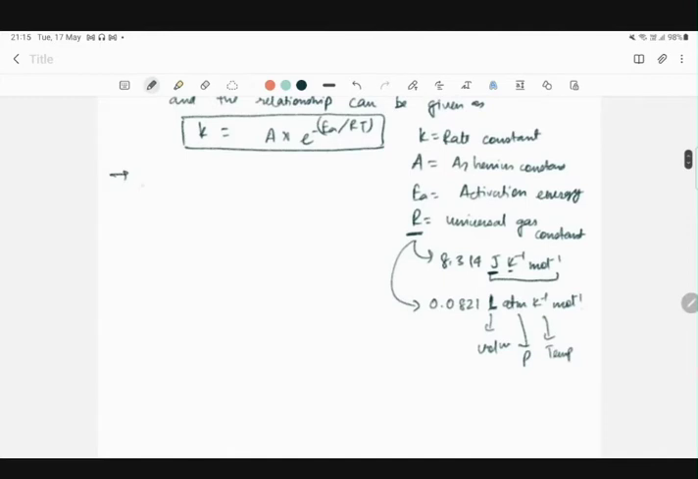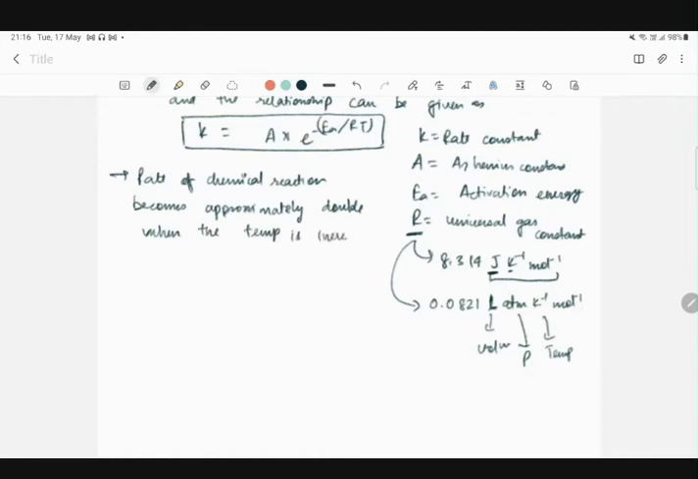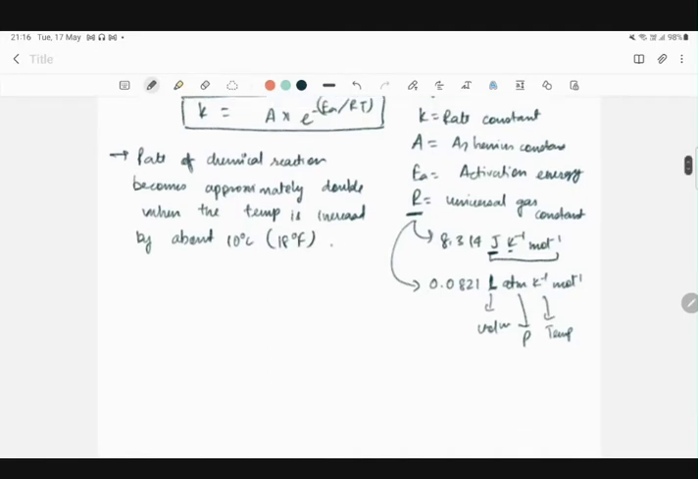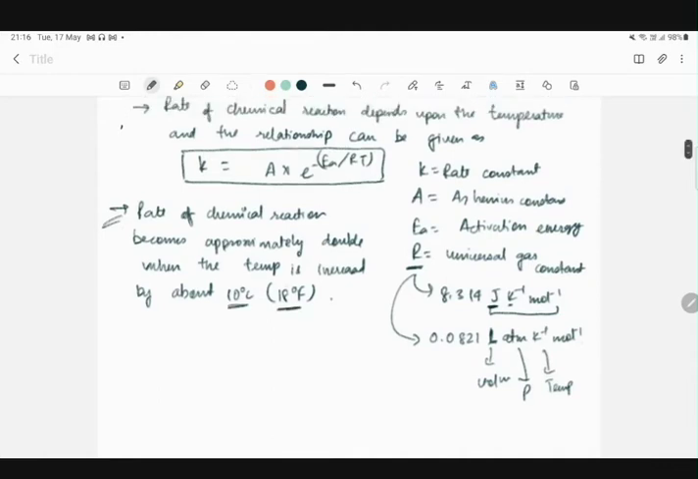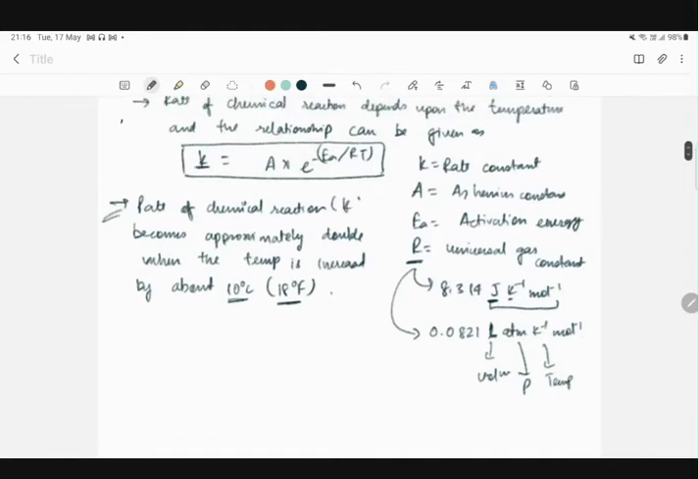Write down the next point. Rate of chemical reaction becomes approximately double when the temperature is increased by about 10 degrees Celsius, or say 18 degrees Fahrenheit. If we increase the temperature by 10 degrees Celsius or 18 degrees Fahrenheit, then the rate of chemical reaction, that is K, becomes double, and this double value comes from this equation.